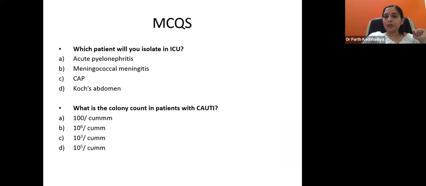What is the colony count in patients with CAUTI? 100 per cubic millimeter, or 10⁶ per cubic millimeter, or 10³, or 10⁵. So this is the correct answer. The one which you will isolate in the ICU is the meningococcal meningitis, and the colony count in the patients with CAUTI is 10⁵.